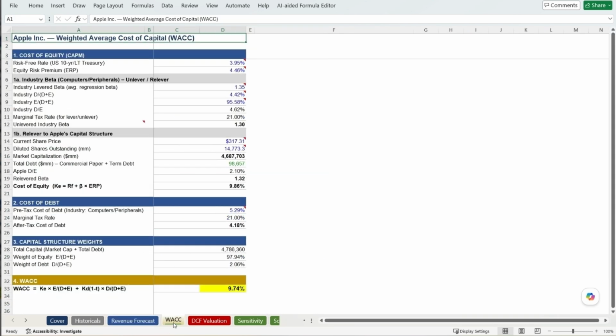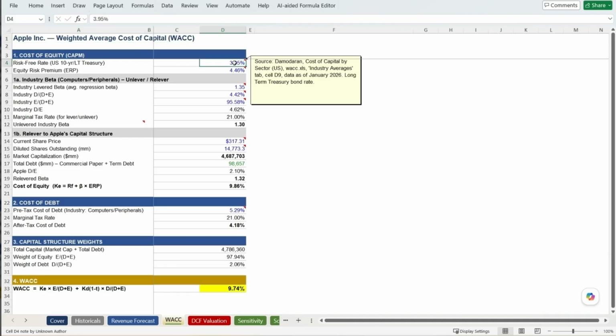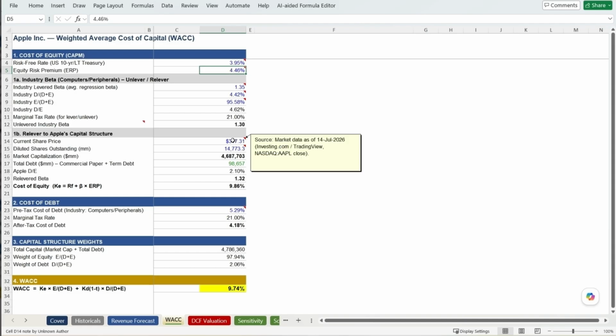Moving to the WACC calculations. So here the risk-free rate is 3.95%. It is taking it from Professor Damodaran's WACC sheet. We have the equity risk premium, the current share price. So it is also calculating the debt to equity. So debt is very less in Apple. So it's just 2% debt to equity ratio. The beta is 1.32 and the cost of equity is 9.86 and WACC is 9.74.